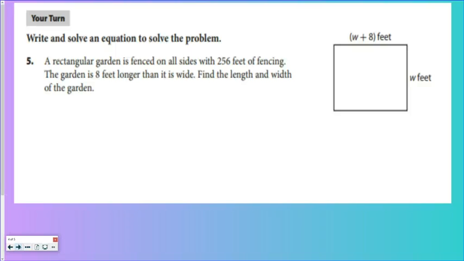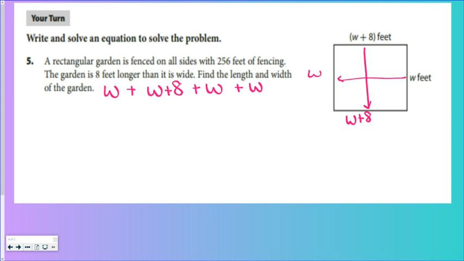So let's start with the two we know. We have W plus 8. And then we've got this side, which is also W, and another side that's W plus 8. So plus W plus 8 equals a total of 256. Now, that looks like a really long equation. There's another way we can write this that uses the distributive property.